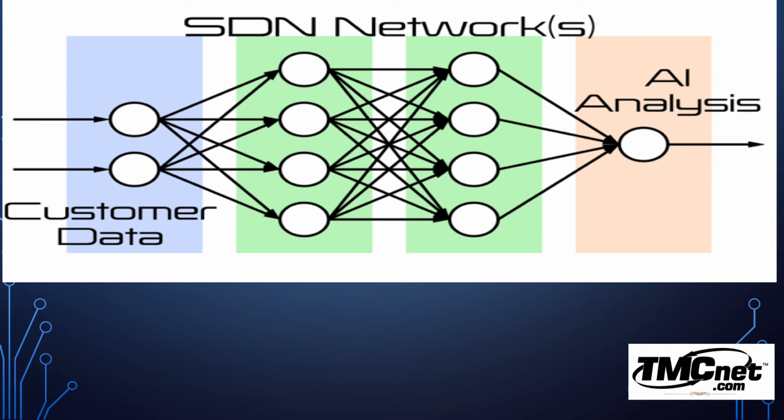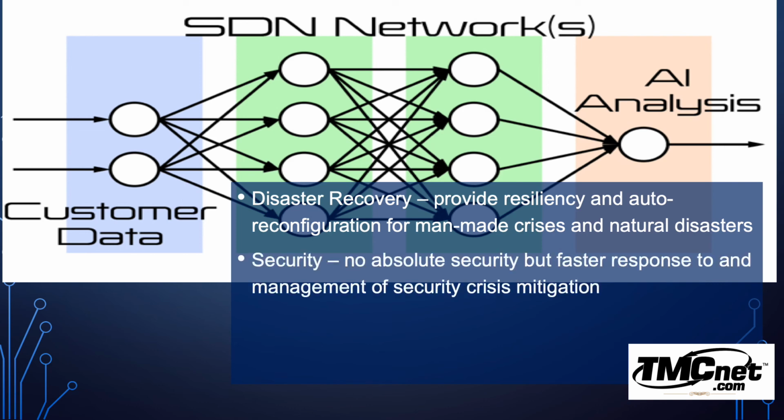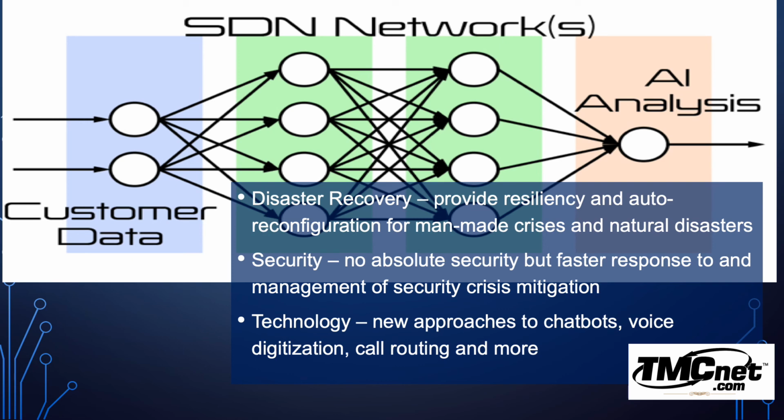I wrote a paper on SD-WAN and how it fits into AI. There are certainly possibilities that AI will have a role in how SD-WAN networks are managed in the future, including disaster recovery, providing resilience, auto reconfiguration for man-made crises and natural disasters, and security. There is no absolute security, but fast response to and management of security crisis mitigation, new approaches to chatbots, voice digitization, call routing, and more.